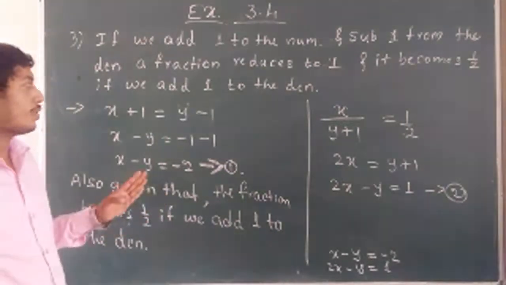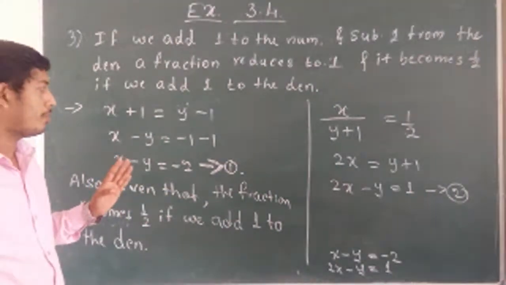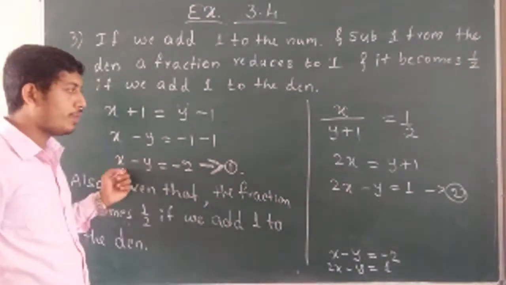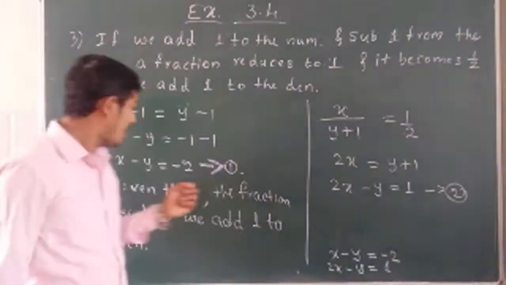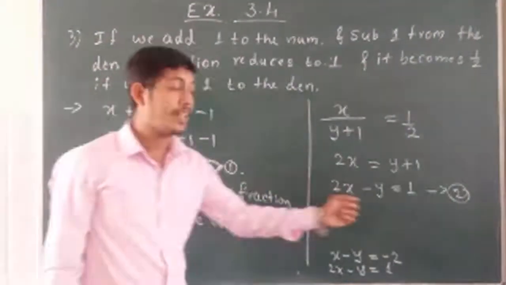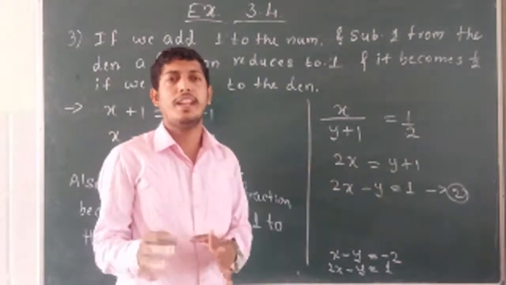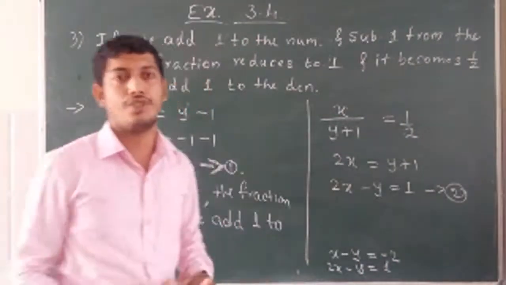Now we have to solve this by using the elimination method. See, here it is x minus y, so x is present here and 2x is present here. Minus y is present here and also minus y here. So therefore we can use addition or subtraction.